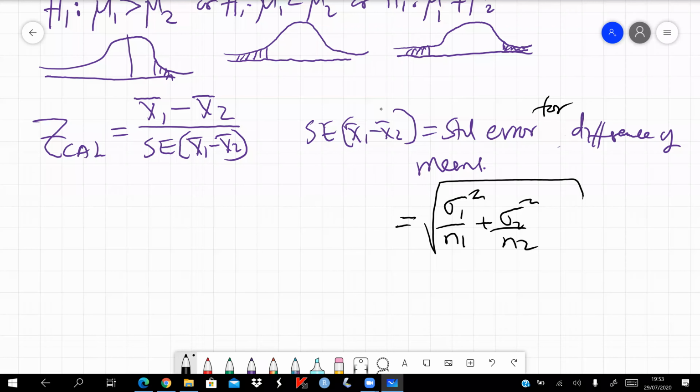When the sigmas are not known, use s. So you have s1 squared over n1 plus s2 squared over n2, where s1 is the standard deviation of the first sample and s2 is the standard deviation of the second sample. n1 is the size of the first sample, n2 is the size of the second sample. That is basically it. The other steps are the same. How you reject the null hypothesis and so on, you follow the steps that we discussed earlier. Example.